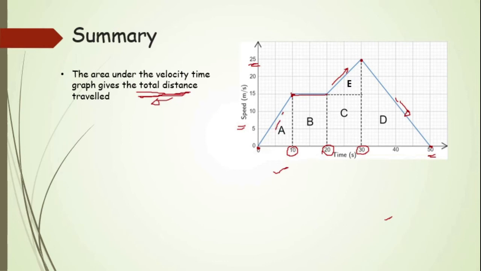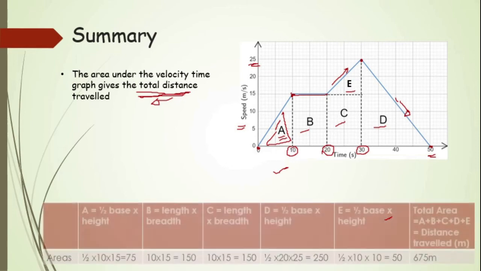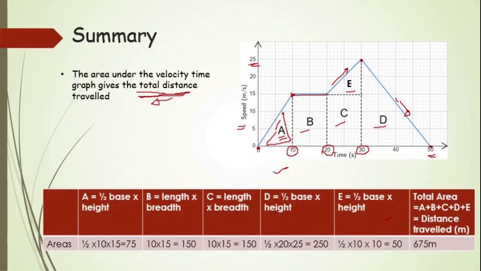So here we have a triangle and here we have a rectangle. We have divided it into different parts like A, B, C, D and E, and each of these has a particular shape for which we have a formula to determine the area, right? The area of this entire shape is the sum of the areas of the shapes A, B, C, D and E. So here we are trying to calculate the areas.